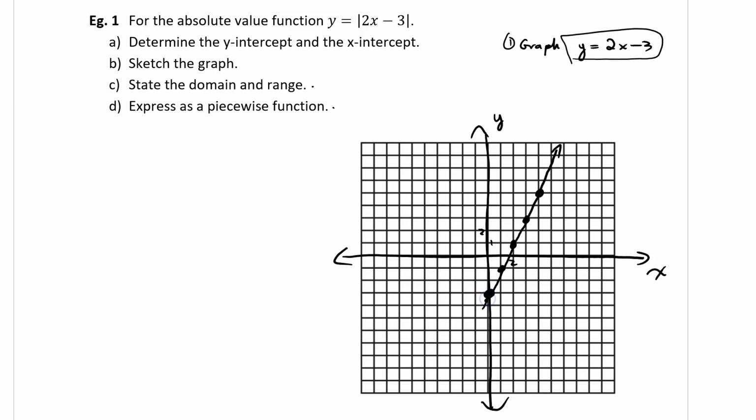And we have to be very careful in that we label this y equals 2x minus 3, because we need to be very clear as to what the absolute value function is and is not. So if we were to say A, determine the x and y intercept. Well, the y-intercept of the original graph is this negative 3. When we bump up all the y values to be positive, our y-intercept will be positive 3, because we're taking everything that's underneath this line and reflecting it in the x-axis.